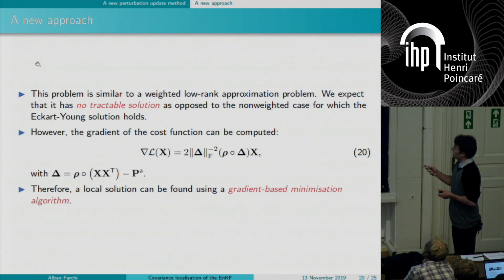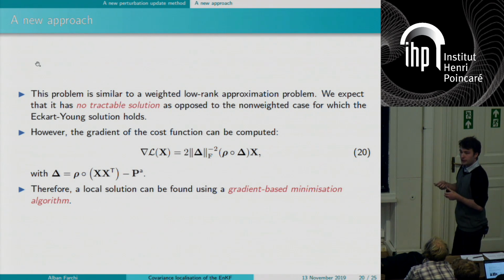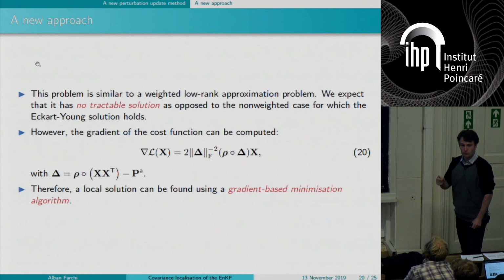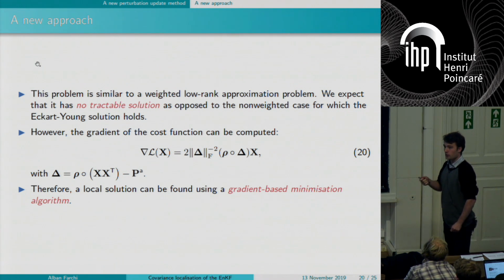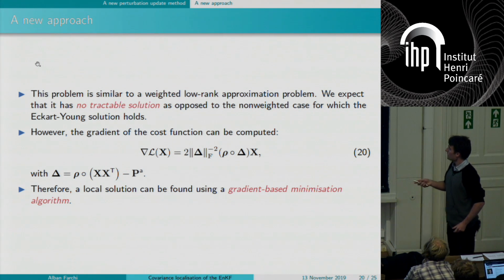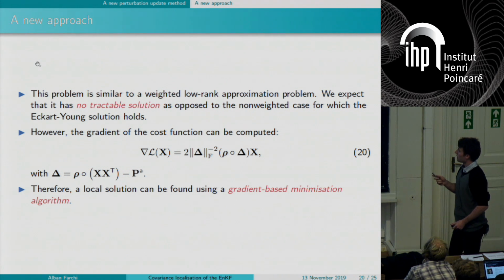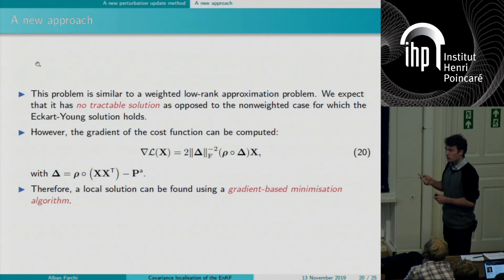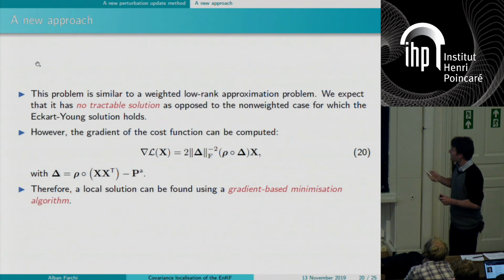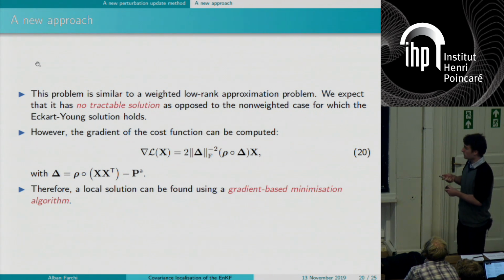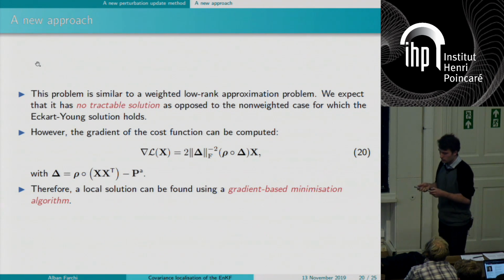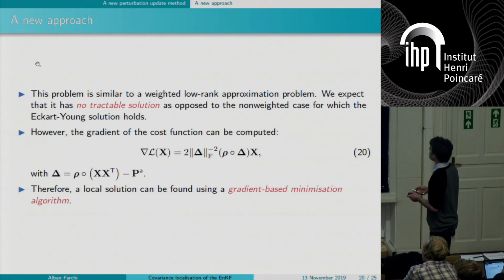A few words about this minimization problem. It is similar to a weighted low-rank approximation problem, and therefore we expect that there is no tractable solution for this problem, contrary to the non-weighted case, for which we have the Eckart-Young theorem. However, we can compute analytically the gradient of the cost function, and it is given by this equation. And therefore, we will be able to compute a local solution by using an iterative gradient-based minimization method. And that's what we will do in the numerical illustration section.